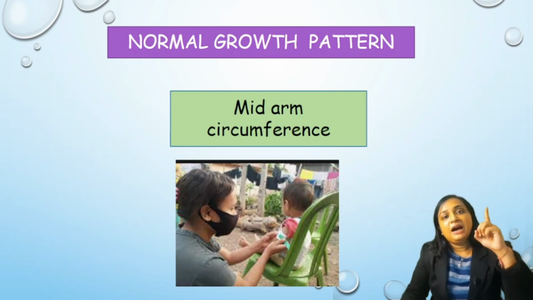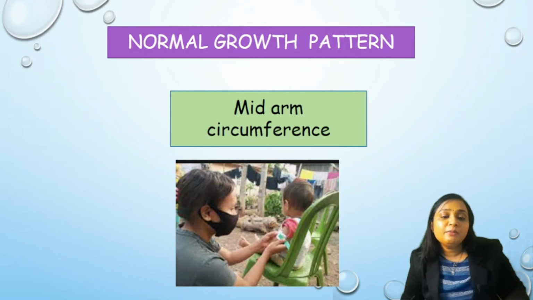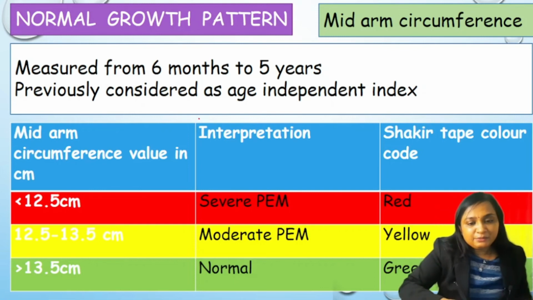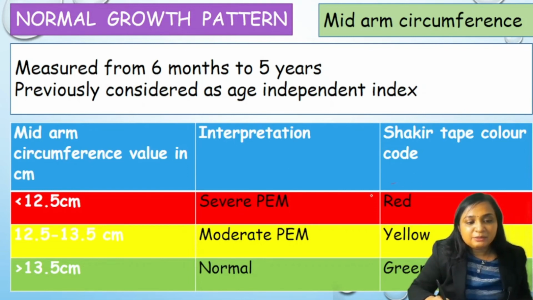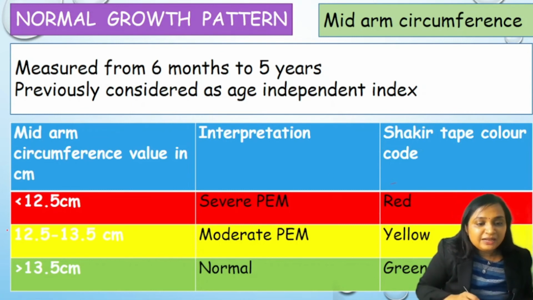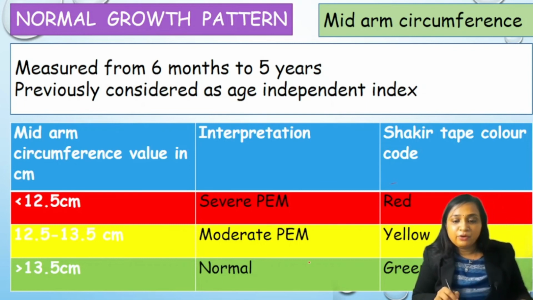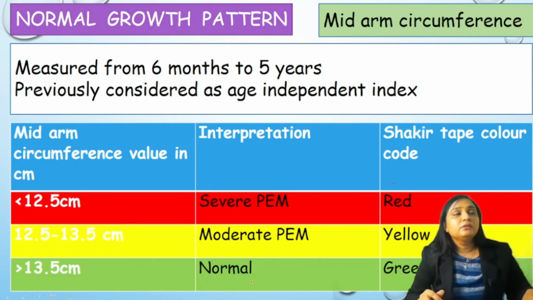We have discussed height, weight, head circumference. Now we are going to learn about mid-arm circumference. If you see the mid-arm circumference, if it is less than 12.5, the child is suffering from severe PEM, and it will be red. If the child has a mid-arm circumference between 12.5 to 13.5, it is moderate PEM and it is yellow. And if it is more than 13.5 centimeter, it is normal.